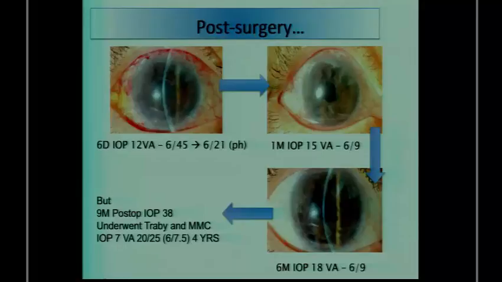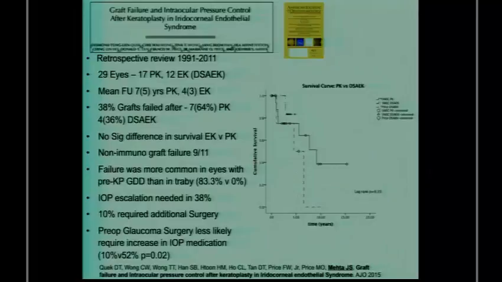So last year, in collaboration with the Price Vision Group, we published this paper in AJO, where we did a retrospective series of cases. This is the largest published series of ICE syndrome cases: 29 eyes, 17 PKs, 12 EKs. So we wanted to do a comparison between the two groups. The follow-up was 7.5 years for the PK group, 4 years for the EK group.